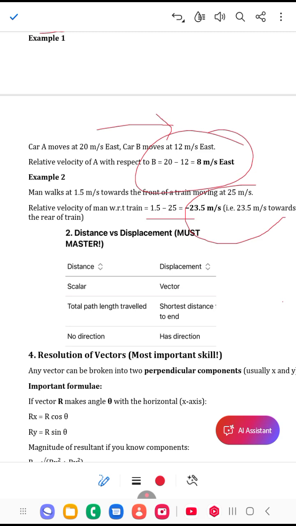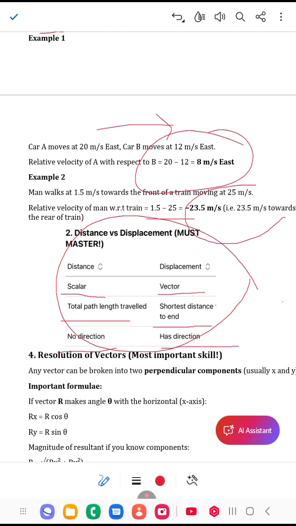Now let's look at a very important aspect too, that there is a difference between distance and displacement. Distance is a scalar quantity, while displacement is a vector quantity. You can look at the total path length versus the shortest distance to the end. Distance has no direction since it is a scalar quantity, while displacement has direction.